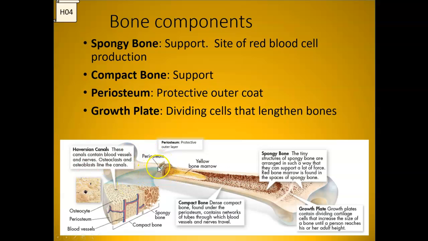And then coming up just on the really edge of the bone is this rind that's on the outside. It's called periosteum. It provides a protective coat to keep the bone from getting hurt on the middle.